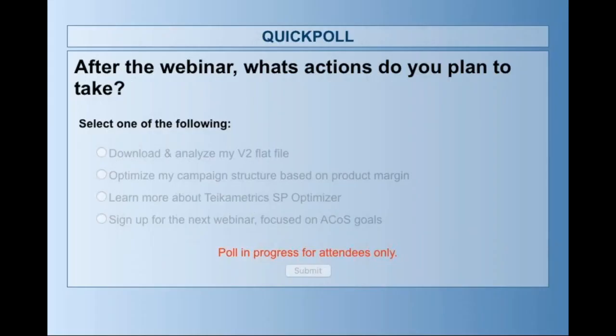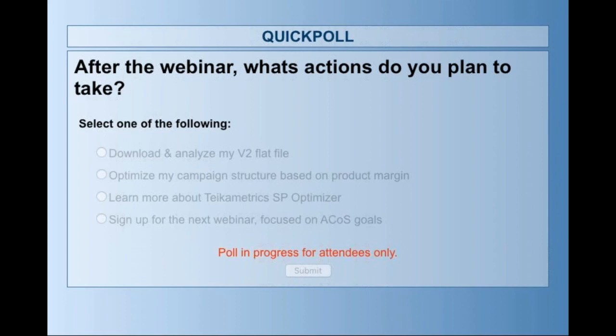Are you going to go in and analyze your V2 flat file to figure out what your margins are? Are you going to fix your campaign structure to group everything by category first and then by product margin second? Do you want to learn more about our sponsored products optimizer tool to see if we can help you manage the profitability of your campaigns in a better, faster way than any human could ever manually do it? Or do you want to sign up for our next webinar, which is focused on ACOS goals? So keep answering. We got about 50% of the vote in.